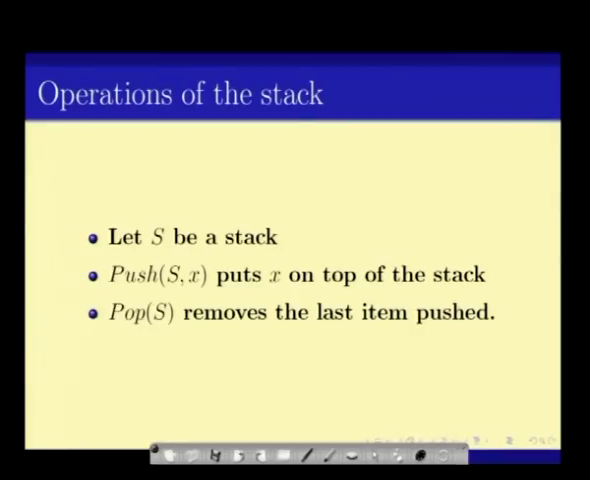It turns out that both of these operations can be done in O(1) time, or in other words, in a constant number of steps. It is just some simple linked list operations that can be done.